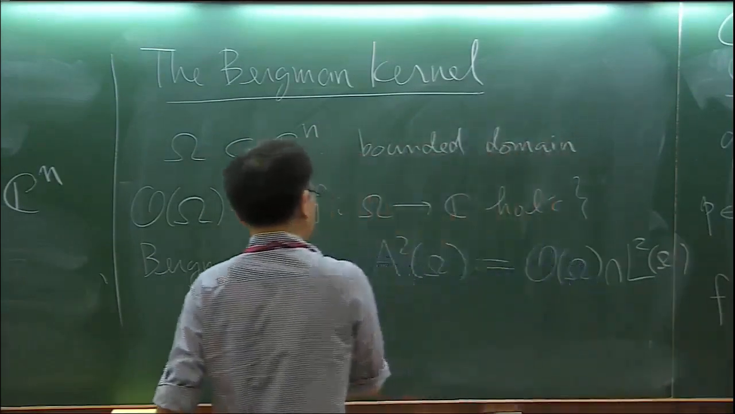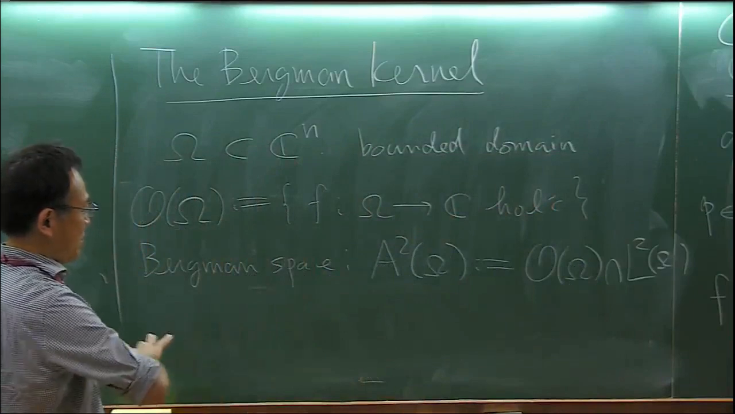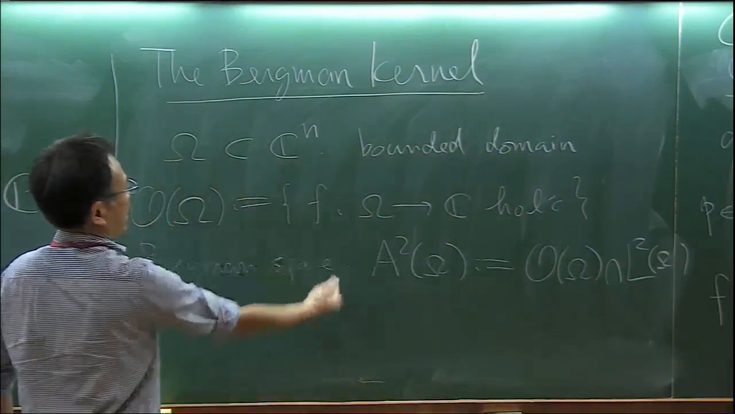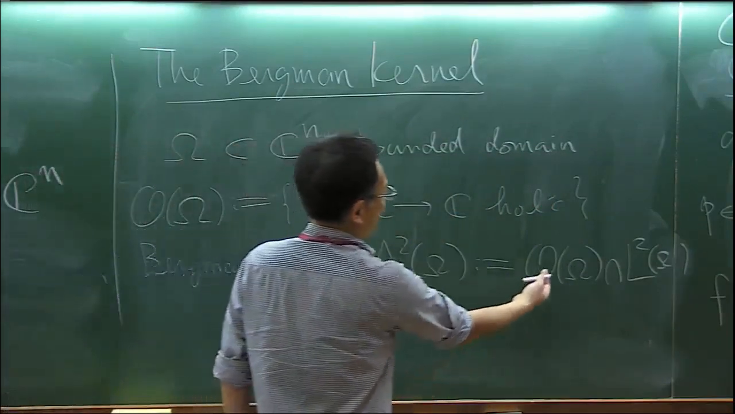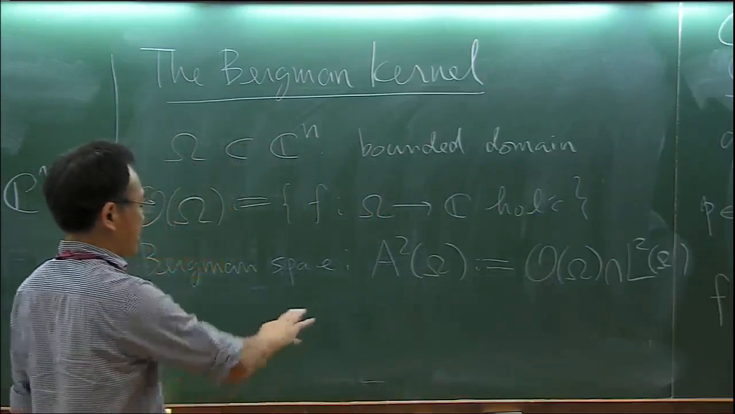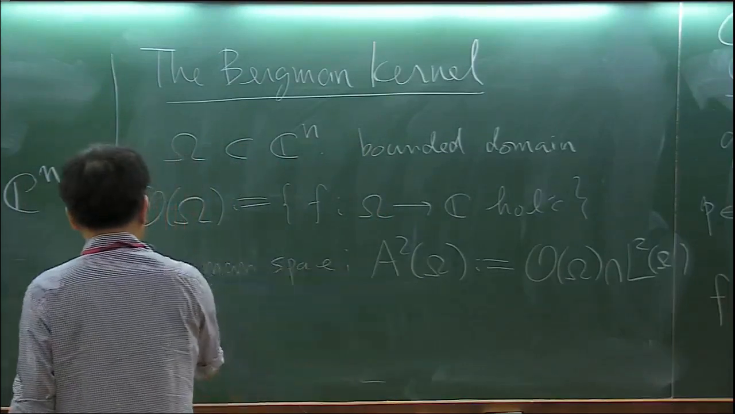Okay. So this L2 is the usual L2 for the Lebesgue measure on Cn. So it integrates just over this domain. It's bounded, so there are many functions. Polynomials are contained here, and this contains many functions. Okay, then lemma 1.